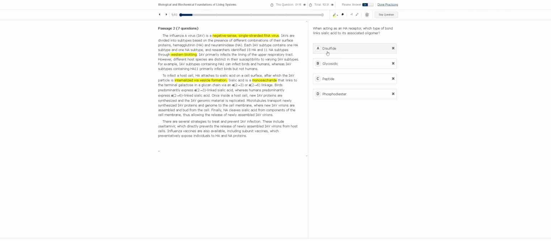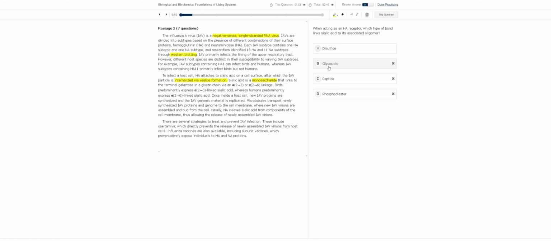So let's look at A, disulfide. Disulfide is basically when you have two cysteine amino acids being bonded together. But this however is talking about carbohydrates. They're showing a glycan chain and stuff. And so we cannot say it's A, because this is talking about proteins, and this is talking about carbohydrates.